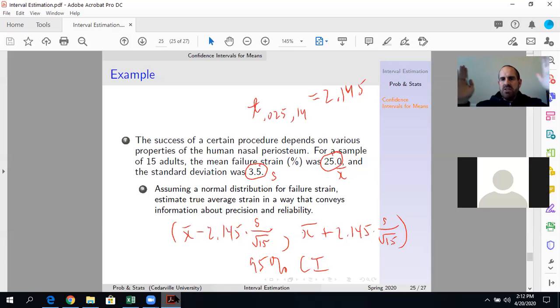And by the way, what do you think is going to happen to the interval if I increase my confidence level? Do you think it's going to get smaller or wider? Wider, because I need to be more sure that it's going to contain the population mean. Yeah. If I want to shrink the confidence interval, I'm going to have to shrink my confidence level also. I'm less confident that it contains the population mean.